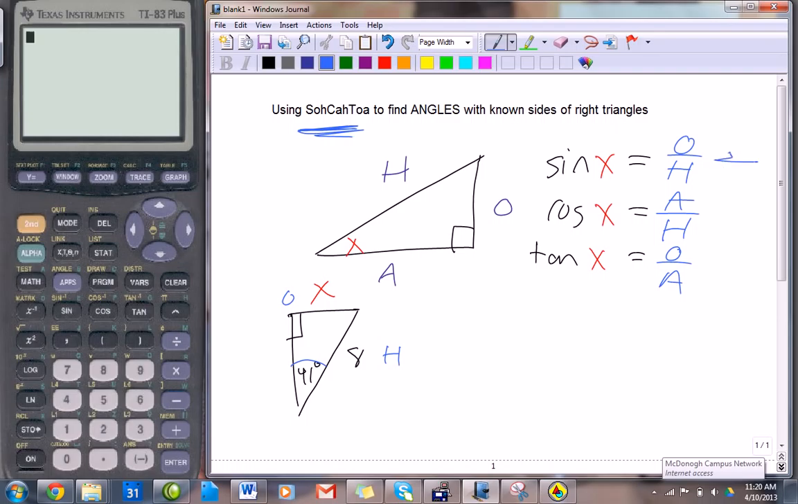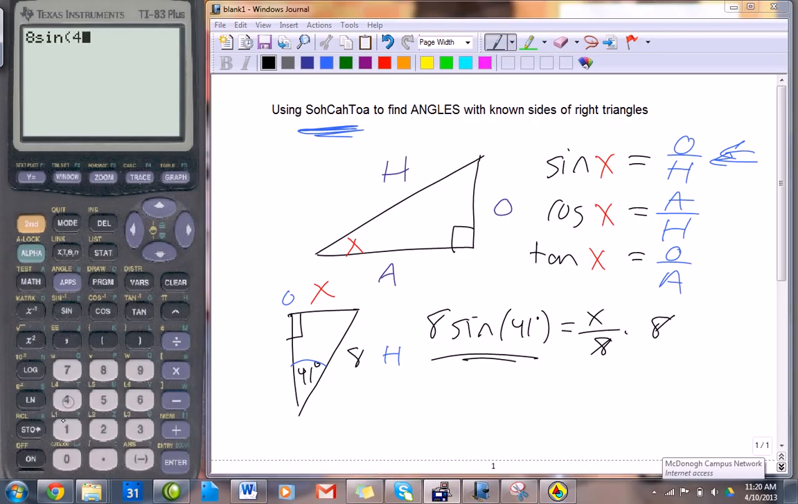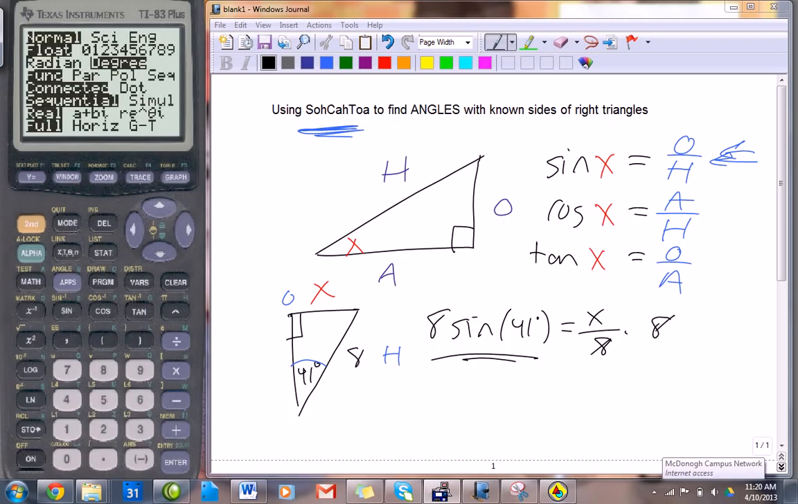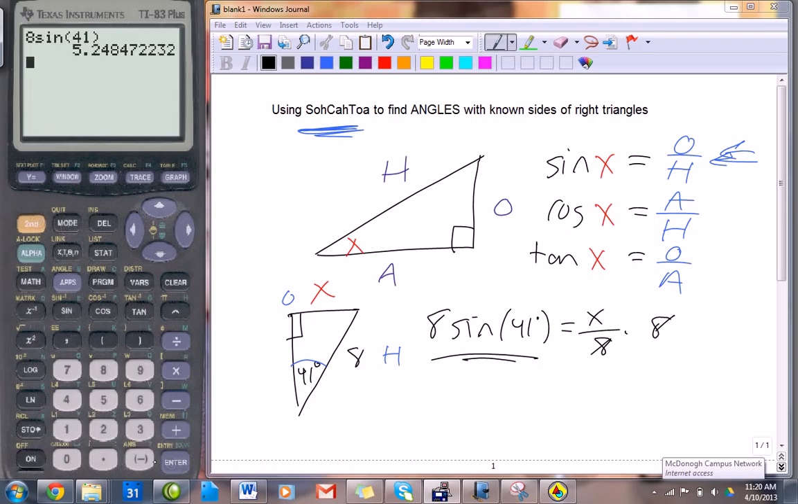Therefore, I'm going to use a sine ratio, so the sine of that 41 degree angle is equal to the ratio of the side opposite, which I'm looking for, x, over the hypotenuse, 8. It's a little easier to solve for algebraically. Multiply both sides by 8. Here's my answer, and then I turn to my calculator. 8 sine 41. Make sure I'm in the right mode, degree, yep. Press enter. So I get x is 5.248, and that makes sense. It should be less than 8.